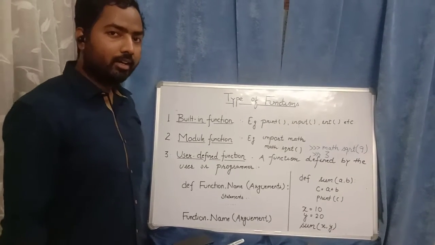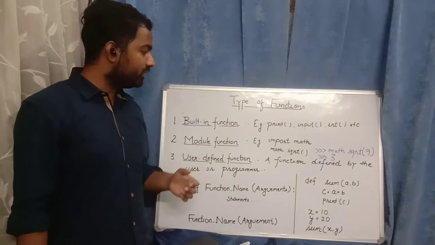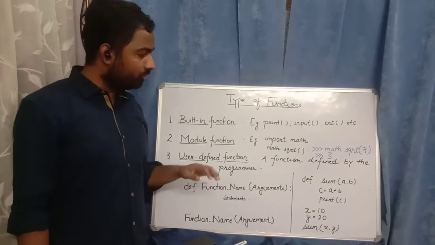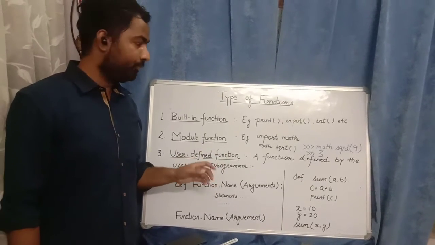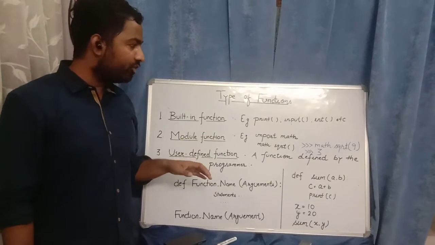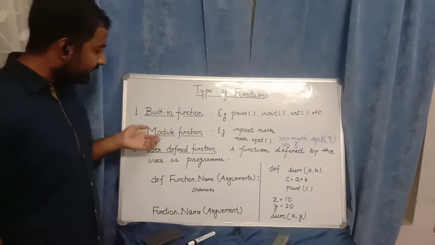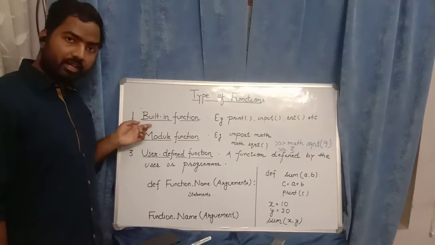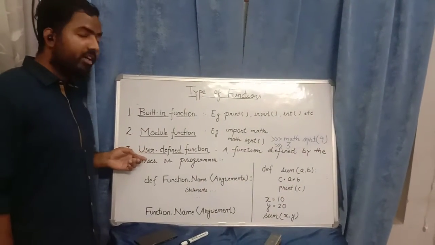Good morning, students. In the first part of the video, we discussed functions and saw one example of a user defined function through implementation. Today we are going to explain the types of functions in Python. Basically, there are three types of function in Python. First is the built-in function, second is the module function, and third is the user defined function.